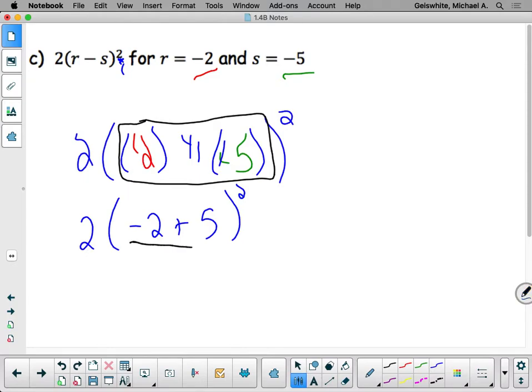Then we have this stuff inside here, -2 plus 5. That's the next thing. Simplifying inside the parentheses, we have to continue simplifying what's happening in there. So 2 times 3. And then again, bring down the squared. Okay?